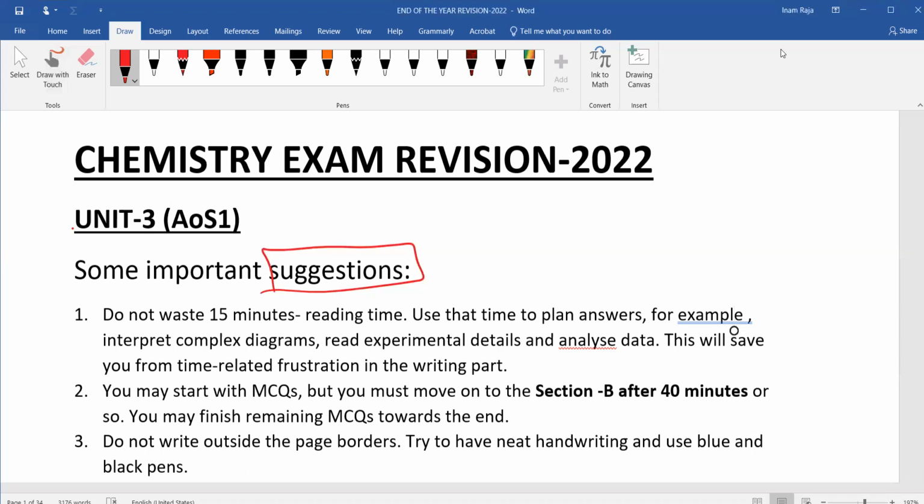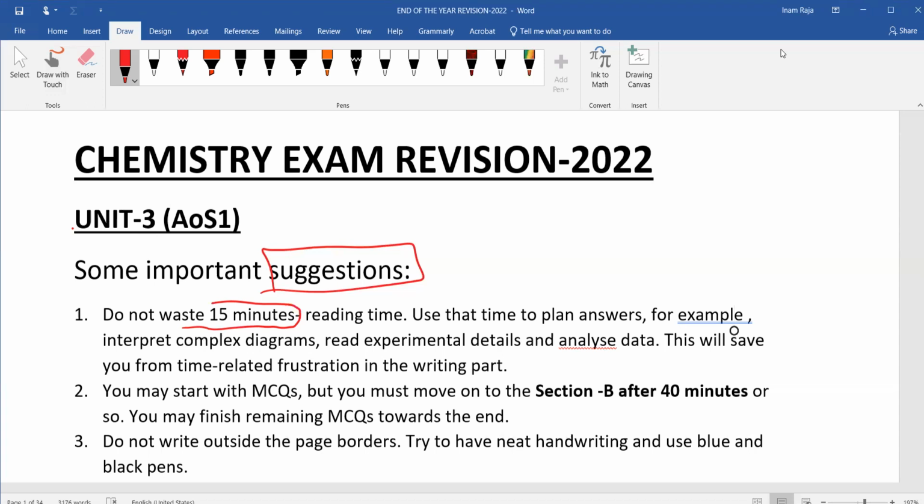First suggestion I want to give you is do not waste the 15 minutes reading time. Now, what does that mean? I see during the SAC or trial exam, I noticed that students just sit around waiting for these 15 minutes to finish so they could start writing the actual exam. Remember that these 15 minutes are part of your exam, and you have to do something during this 15. You can't write, so what can you do?